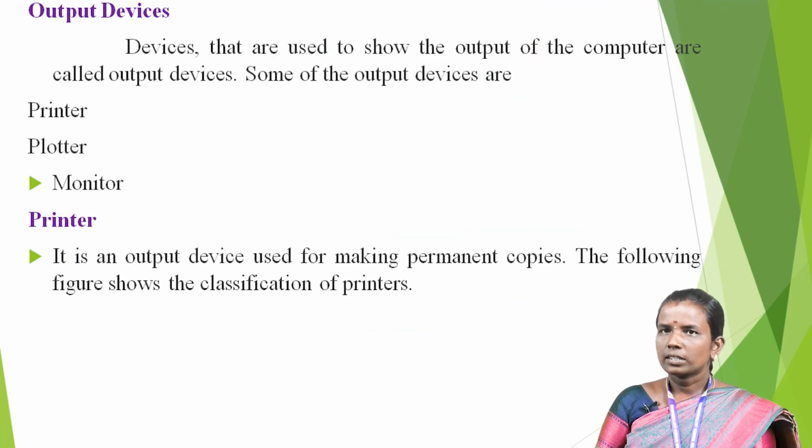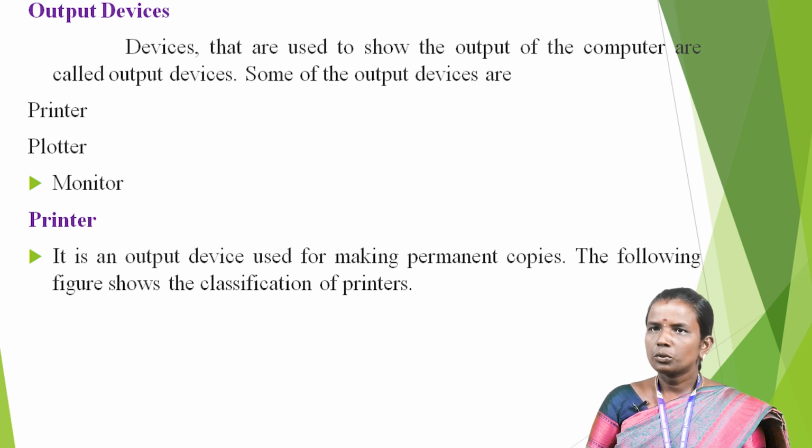Then output devices. Devices that are used to show the output of the computer are called output devices. Some of the output devices are printer, plotter, monitor. Printer. It is an output device used for making permanent copies. The following figure shows the classification of printers.